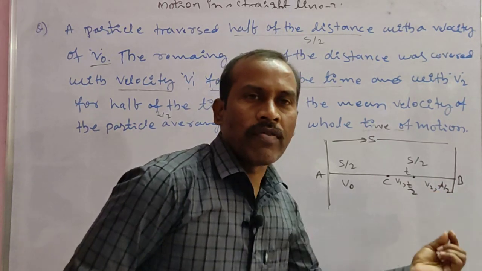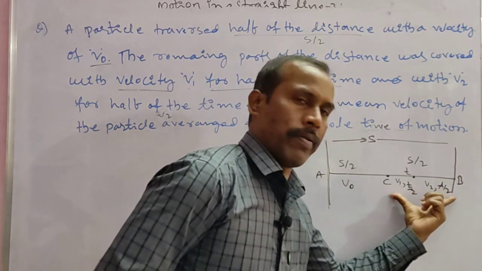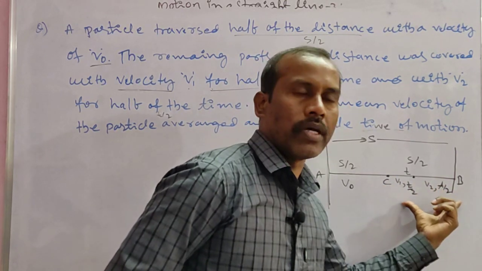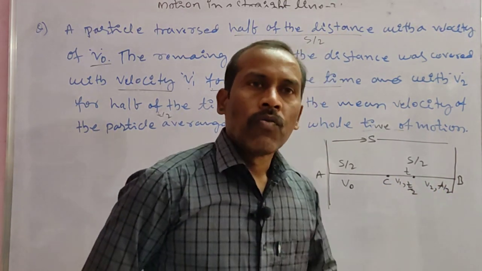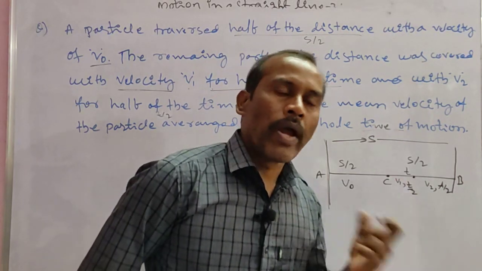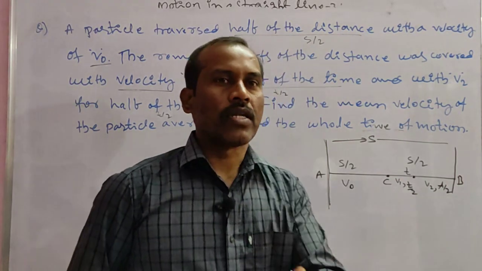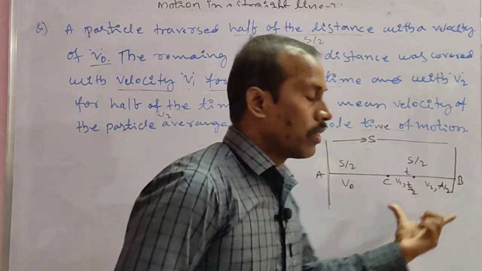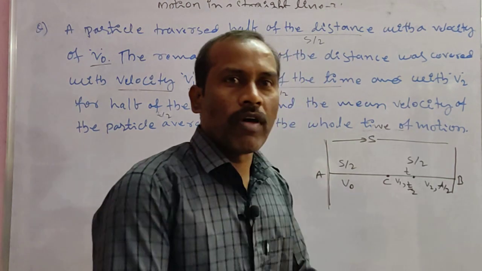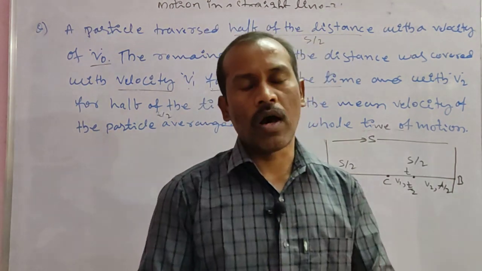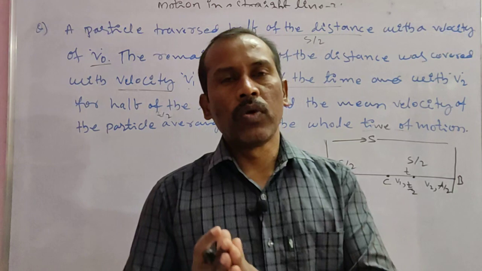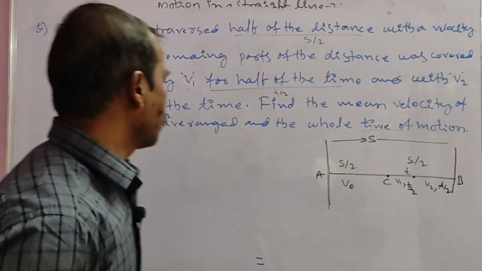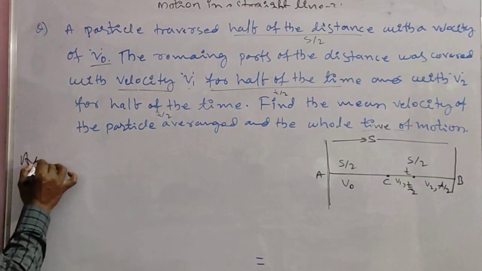So the average velocity of the particle from C to B is equal to V1 plus V2 by 2. In the previous discussion, when we took half of the time, we already got this formula. It is V1 plus V2 by 2, or V1 T1 plus V2 T2 by T1 plus T2. This is the first formula. Now the answer is very simple.